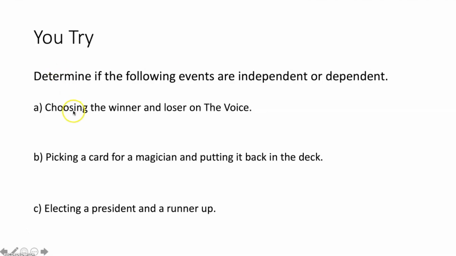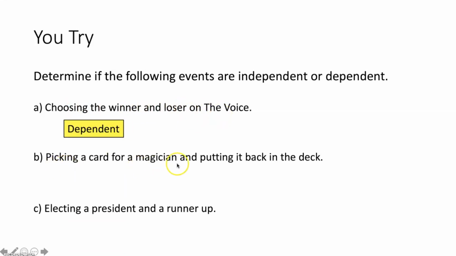Okay, doing the same thing. So choosing the winner and loser on The Voice. So let's imagine that you have 2 people to choose from. One's going to be the winner, one's going to be the loser. Well, if you choose one to be the winner, that person cannot also be the loser. So your first choice of a winner affects your second choice for the loser. Therefore, choosing a winner and a loser on The Voice would be considered a dependent event.